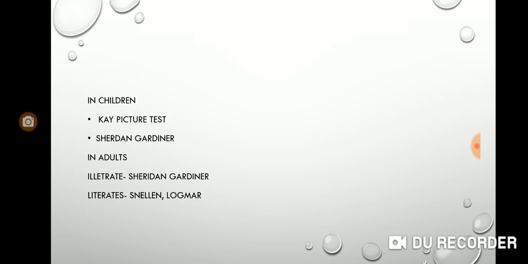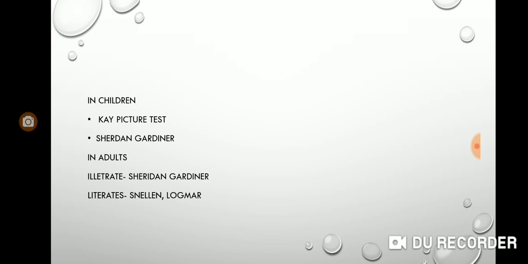In children, Sheridan-Gardiner test or K-picture test are commonly used for assessment of vision. In adults, again, Sheridan-Gardiner test can be used in illiterate people. The Snellen chart is something which is very commonly used all over the world for assessment of vision.